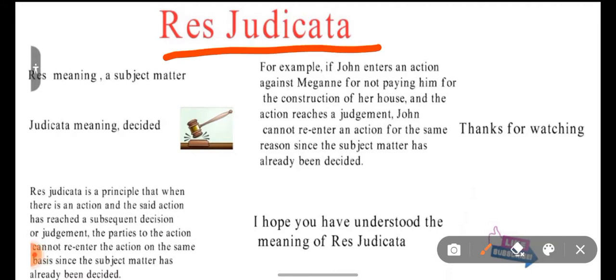It's a very important principle in judicial proceedings. So before I get into the meaning and definition of this word, let me show you an example.